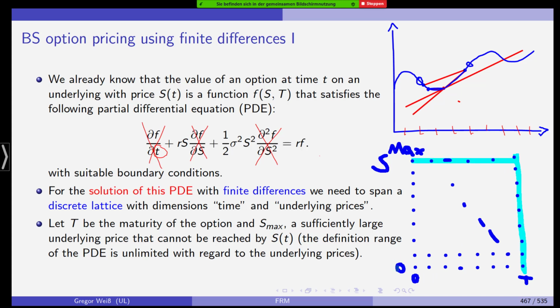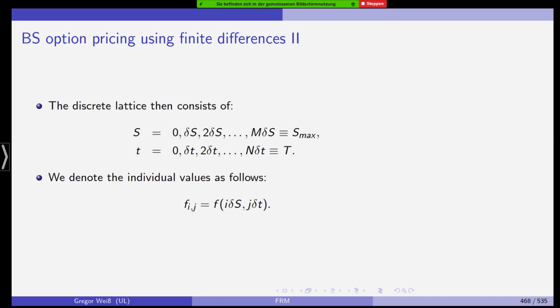And for a stock price of 0, we can also immediately calculate the payout. So we can do this as well. We do know these as well. And then basically from these three columns and lines, we can calculate the points here and so on and so on. And we can fill our lattice and then calculate the partial derivatives. So the discrete lattice consists of S, starting out with S0, going up to S max, and then T starts at 0 and it goes up to capital T.